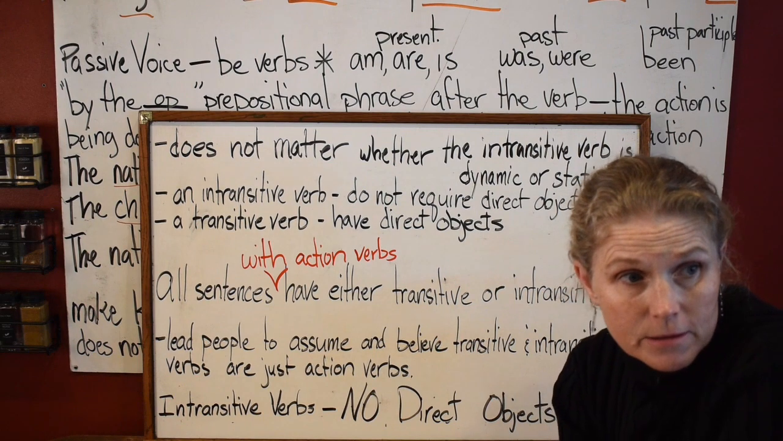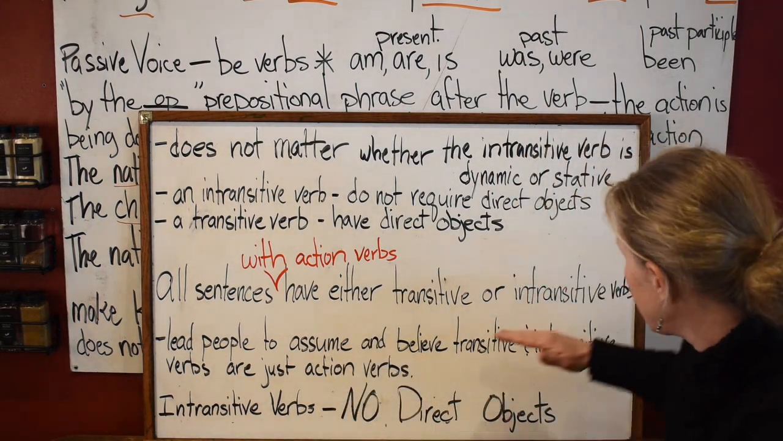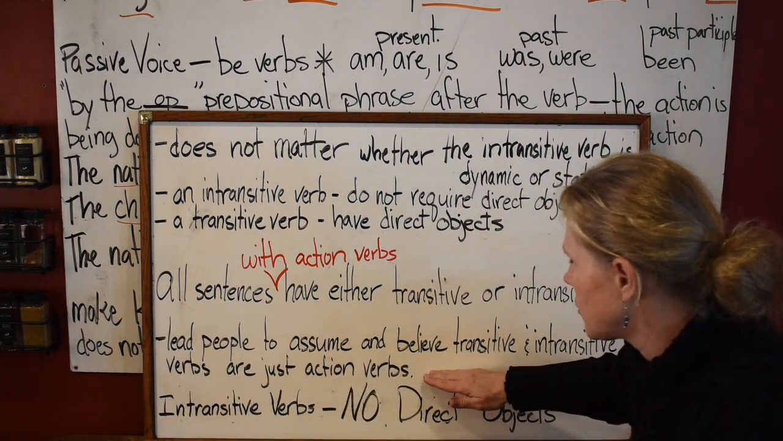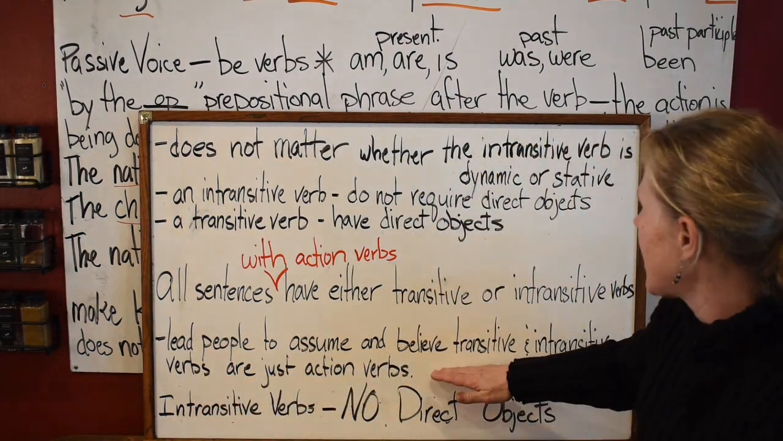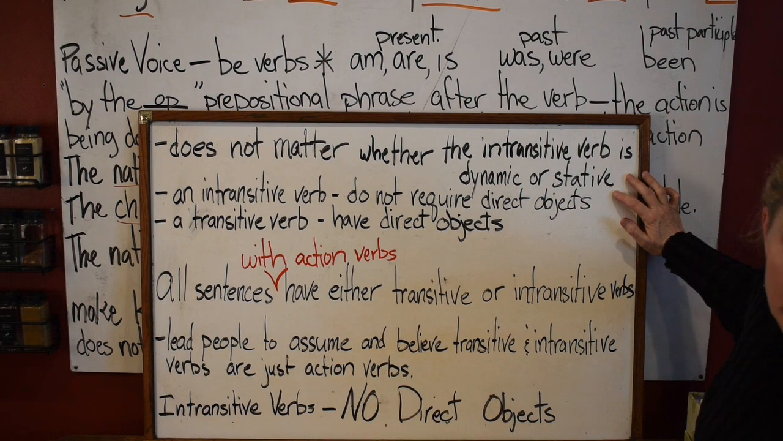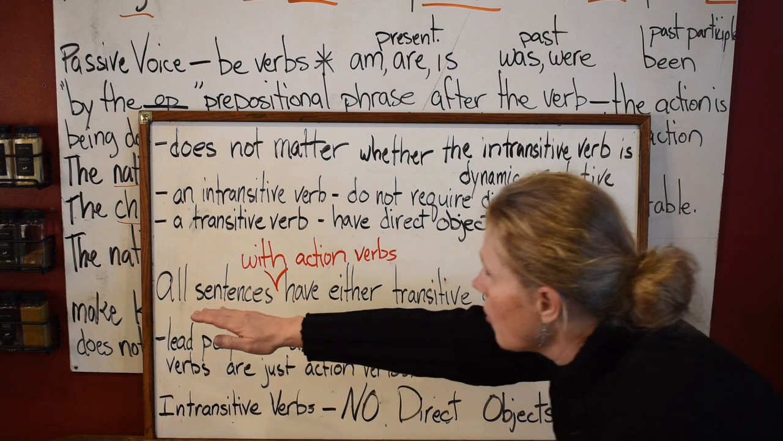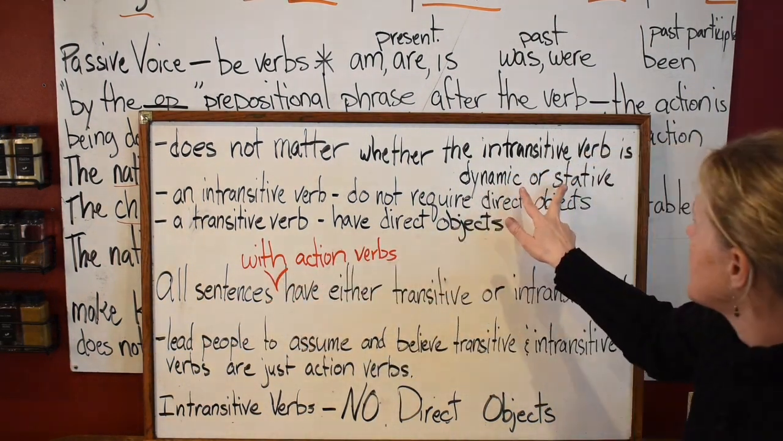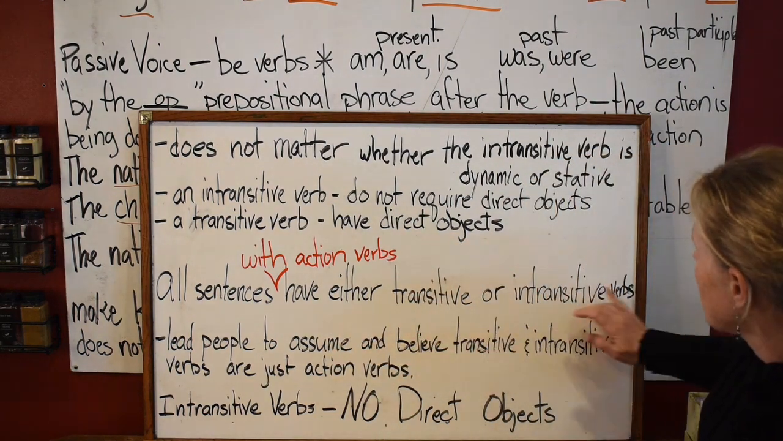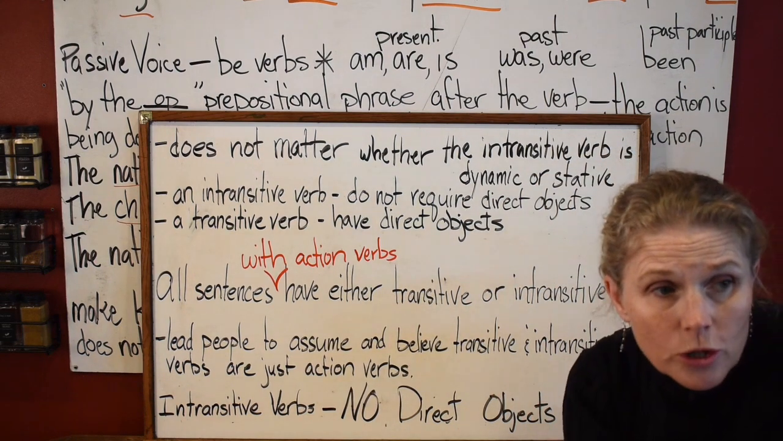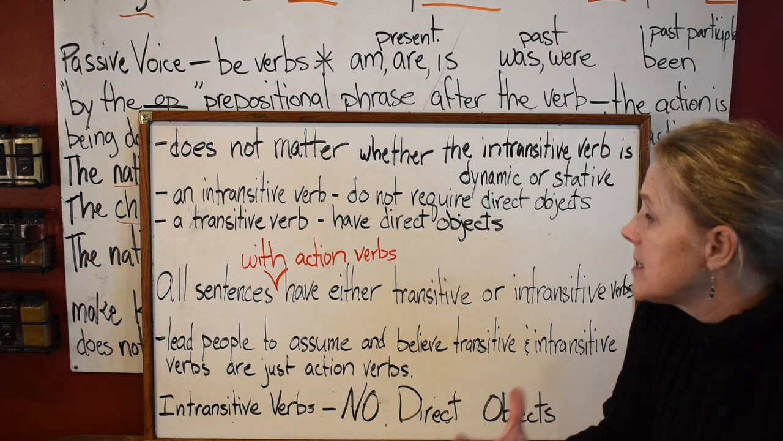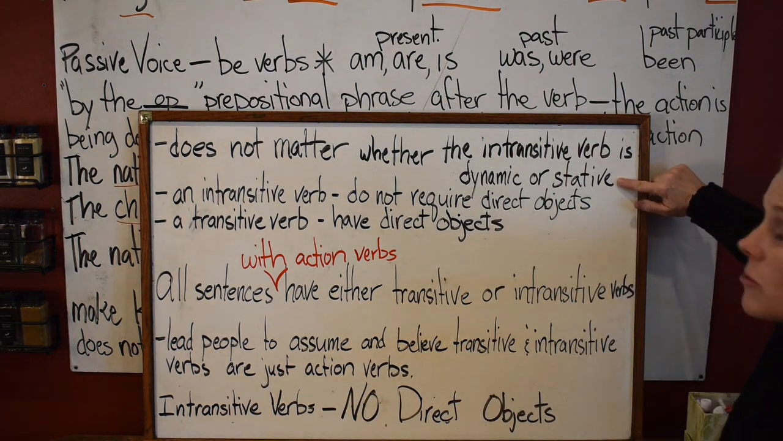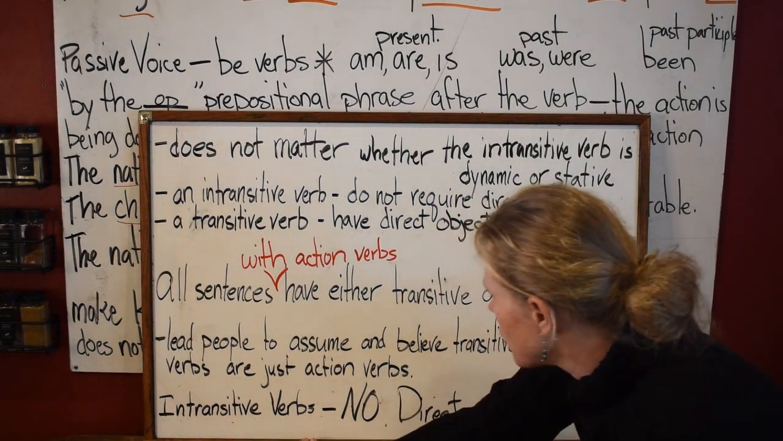So there's the word transit, and this word leads people to get confused about transitive and intransitive. It leads people to assume and believe transitive and intransitive verbs are just action verbs. They just assume that, but they can be stative verbs or your dynamic verbs. So when I say action verbs here, I'm talking about the dynamic and stative verbs, okay? So all sentences with these action verbs have either transitive or intransitive verbs. There's a main word that confuses people, and that's transit. It makes people assume that it's only about action, when you can have it with your stative verbs. All right, intransitive verbs, no direct objects.